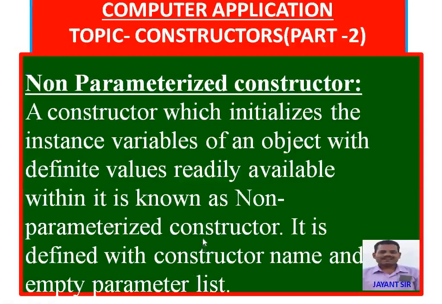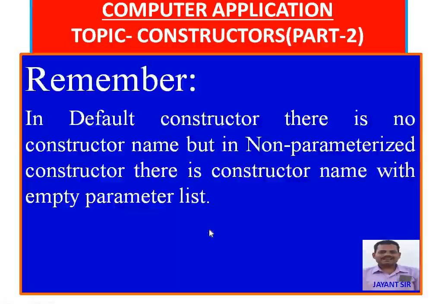Children, if I give one example, you can understand better. Remember that in the default constructor there is no constructor name, but in the non-parameterized constructor the constructor name is there with an empty parameter list. In the parameter list there will be nothing, but the constructor name will be there. In the default constructor, there is no constructor name at all.